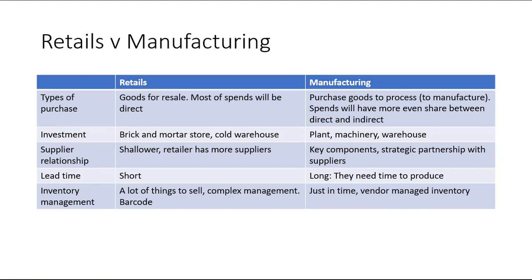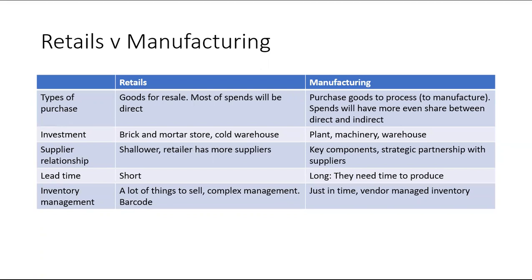For the Capex category, in retail, you mostly invest in stores and warehouses. But in manufacturing, we invest in a lot of things like plant, machinery, warehouse, or maintenance. In retail, the lead time tends to be shorter because we only take the finished product. And of course, in manufacturing, we have longer lead time because they need to produce things. So they may need to wait for the supplier to finish the components.